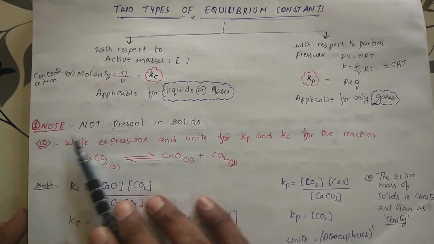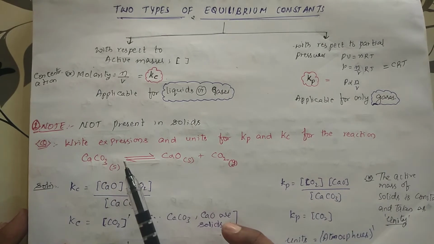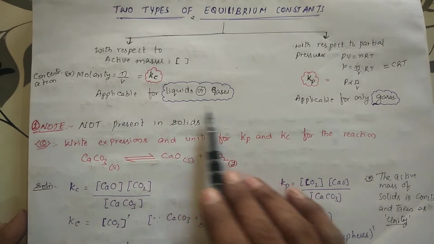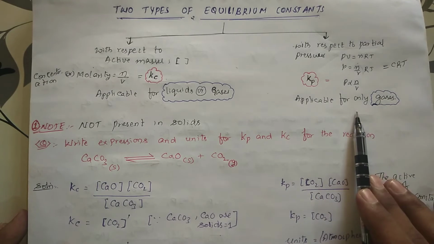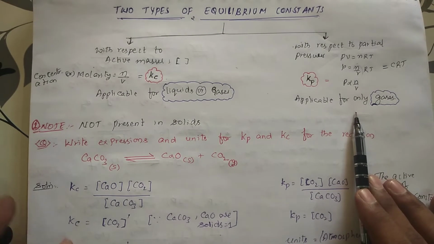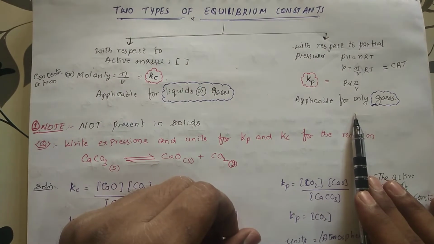So this is the first note. It is not present for solids. We have seen Kc is not present for solids, and Kp is also not present for solids. So what do we take for solids? It is taken as unity. Why are we taking it as unity?